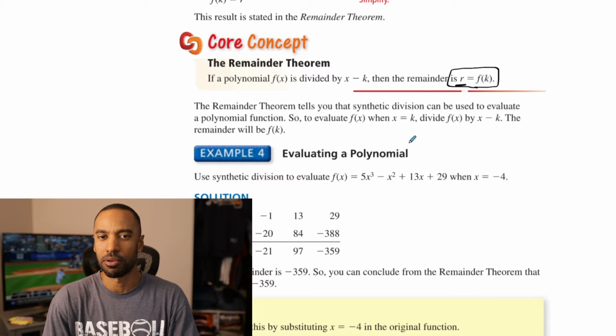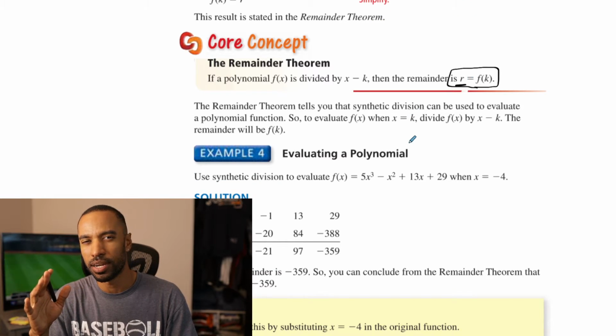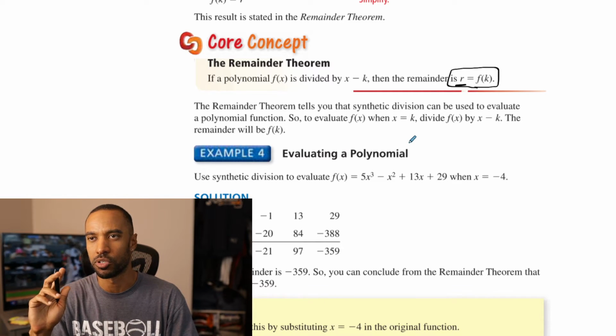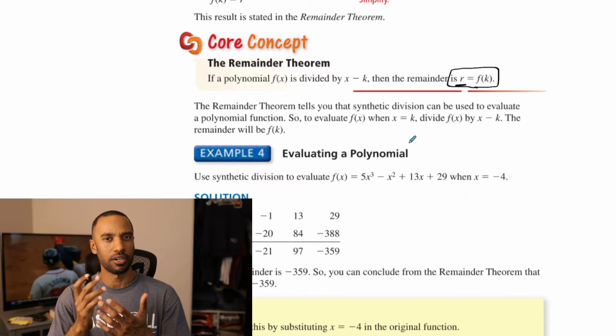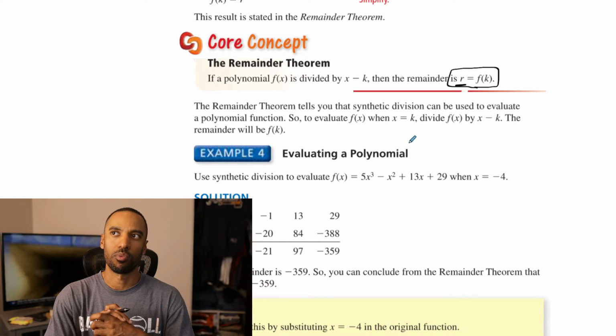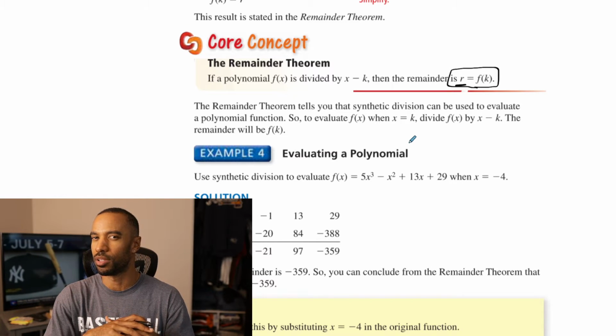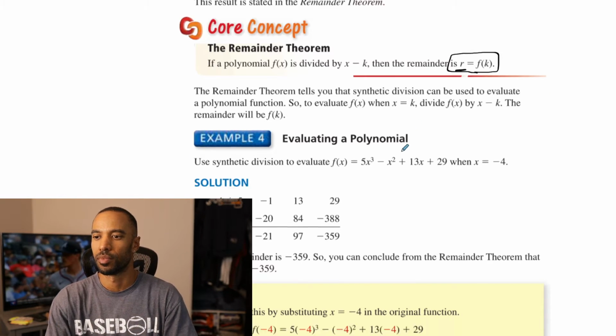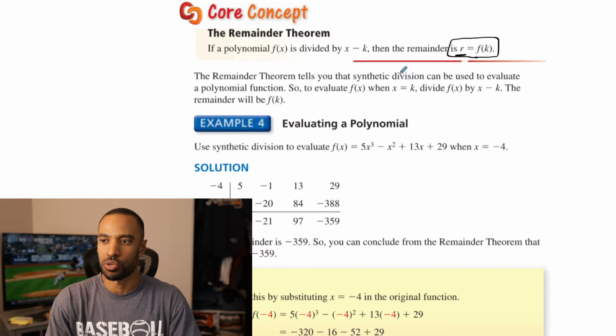I know this might sound kind of like blah, blah, blah to you right now. I think as we do more problems, it'll make more sense. I think as you understand factoring later, it'll make more sense. But when we look at one with the 0 remainder as well, I want to show you how that works too. The remainder theorem tells you that synthetic division can be used to evaluate a polynomial function.